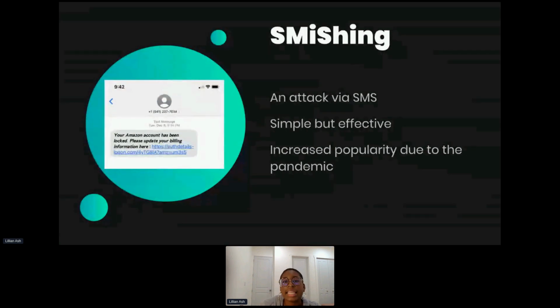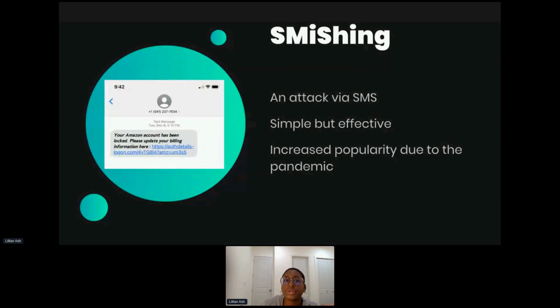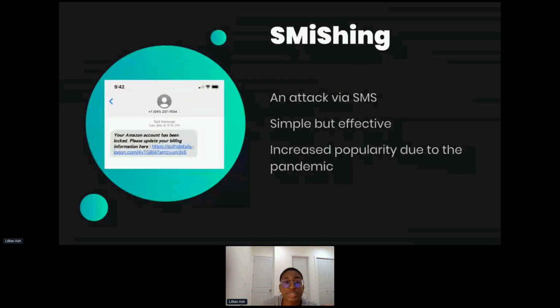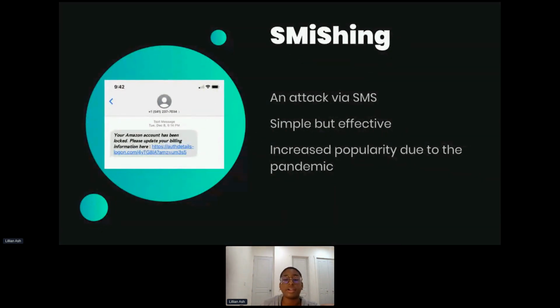So like I was saying, I think this is a tactic that was once underutilized, but has gained popularity due to the pandemic. All of our work and our personal lives are wrapped up in our phones, and the bad guys know that, so they're going to take this avenue to gain access to what they'd like.